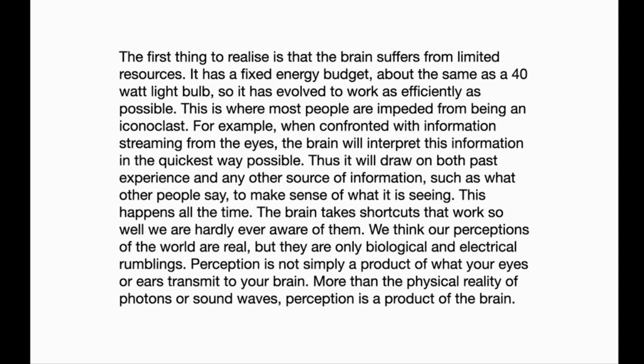The first thing to realize is that the brain suffers from limited resources. It has a fixed energy budget, about the same as a 40-watt light bulb, so it has evolved to work as efficiently as possible. This is where most people are impeded from being an iconoclast. For example, when confronted with information streaming from the eyes, the brain will interpret this information in the quickest way possible. Thus it will draw on both past experience and any other source of information, such as what other people say, to make sense of what it is seeing. This happens all the time. The brain takes shortcuts that work so well we are hardly ever aware of them. We think our perceptions of the world are real, but they are only biological and electrical rumblings. Perception is not simply a product of what your eyes or ears transmit to your brain. More than the physical reality of photons or sound waves, perception is a product of the brain.